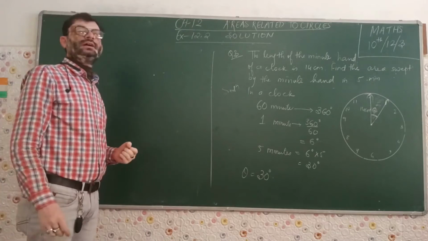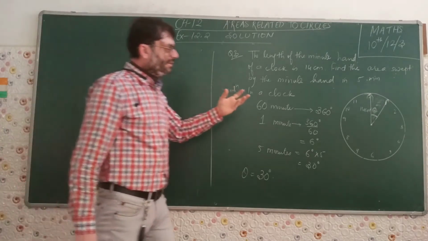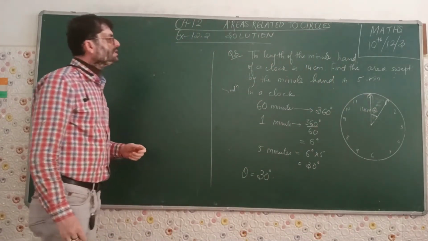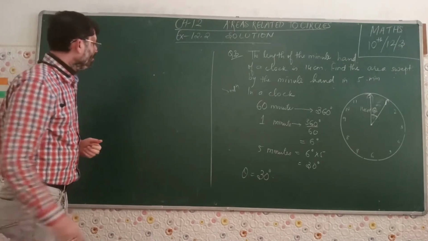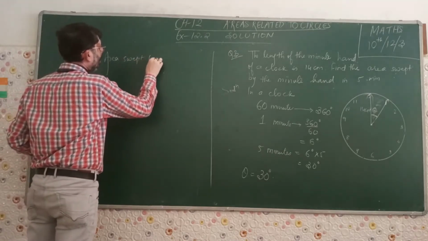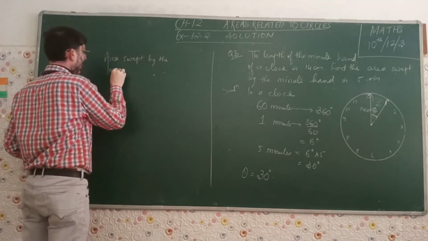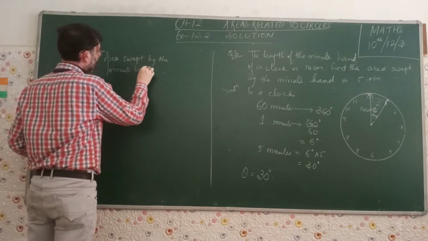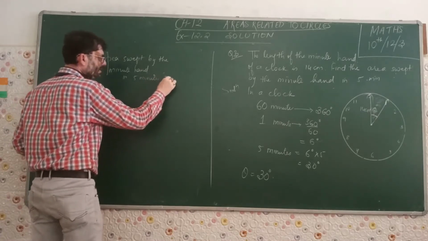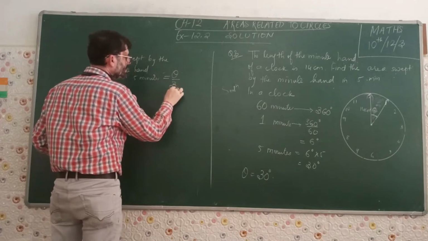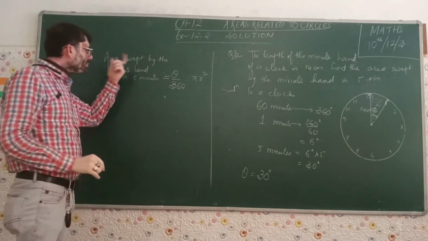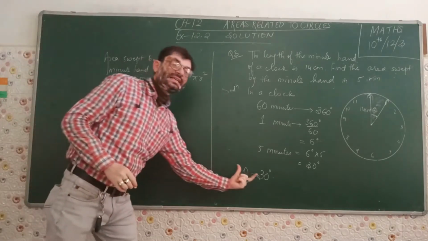Now we need to find the area of the sector. We have been given the radius, and we have calculated the central angle. Now it's very easy to find the area of the sector using the formula. So we can say the area swept by the minute hand in 5 minutes is equal to theta by 360 into pi r square, and the angle swept by the minute hand in 5 minutes was 30 degrees, that we have calculated.